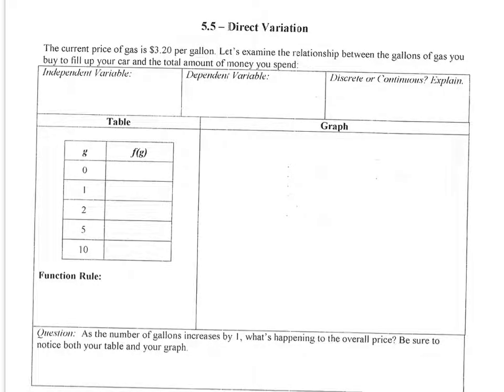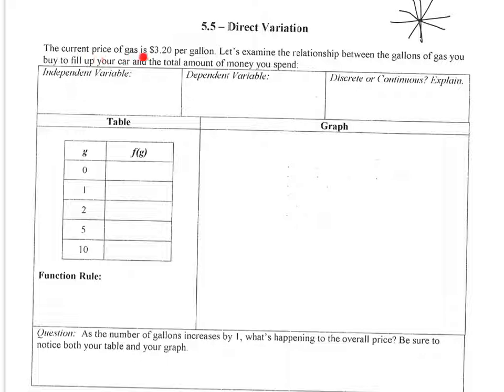So far we've done functions, we've done linear functions, and now we're doing a very specific type of linear function called direct variation. Direct variation is a linear function such that the y-intercept is 0. So any one of these functions is direct variation.